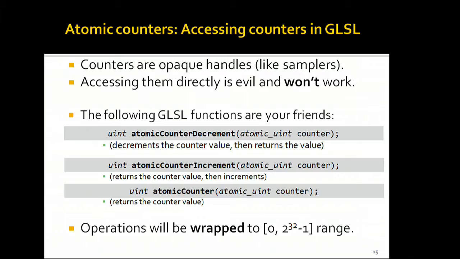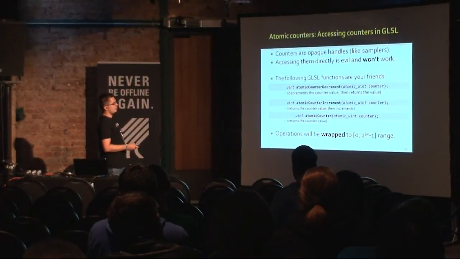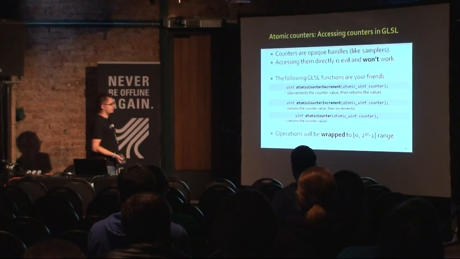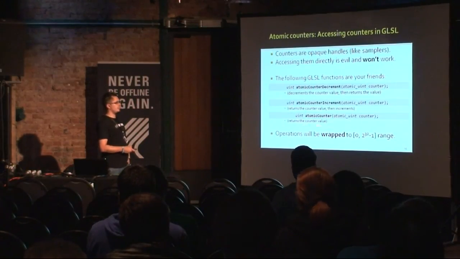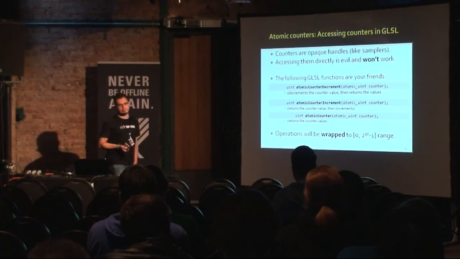And the API is quite plain. There are 3 new functions that you should be using for altering atomic counters. This is atomic counter decrement, which decrements the counter value, where the counter is passed as an argument, and then returns that very value. Then we have the atomic counter increment, which returns the counter value and then increments it. And finally, you can always check the value of the atomic counter by calling, guess what, atomic counter.